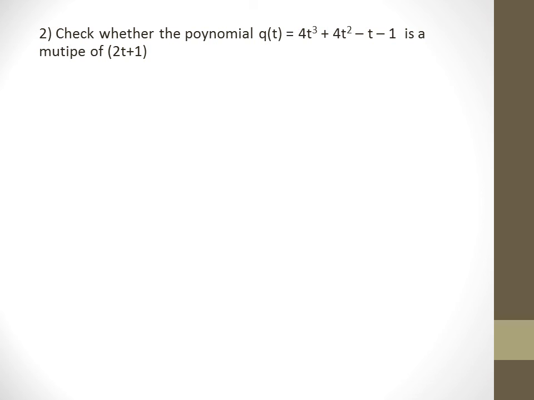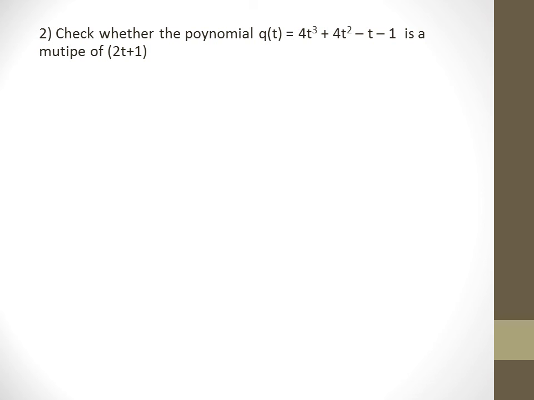So here I am saying that we have to check whether 2t plus 1 is a multiple of the given polynomial q of t. How will you prove it? Try to find the remainder. If the remainder is 0, then yes, it is a multiple of 2t plus 1. If the remainder is non-zero, then it is not a multiple of the given divisor. So instead of going again to find the remainder, we will use the remainder theorem.